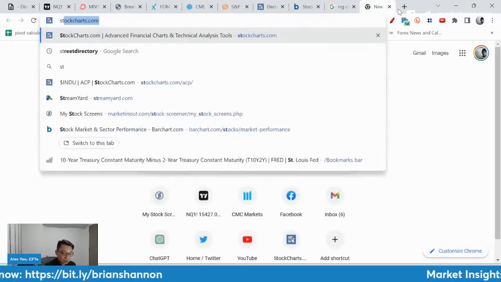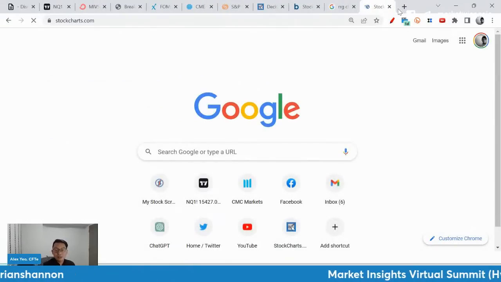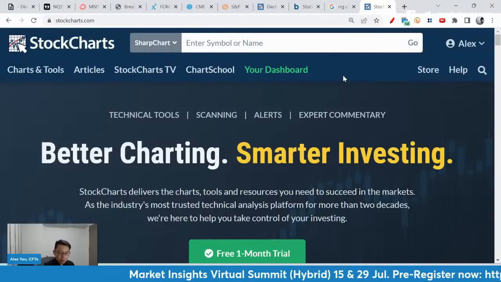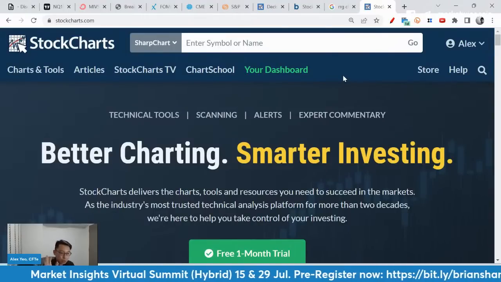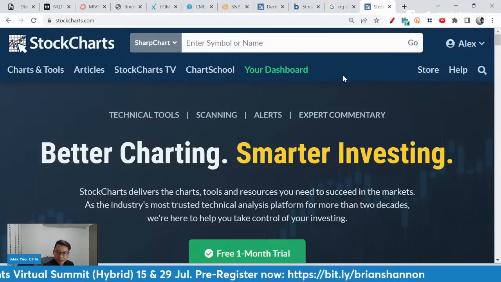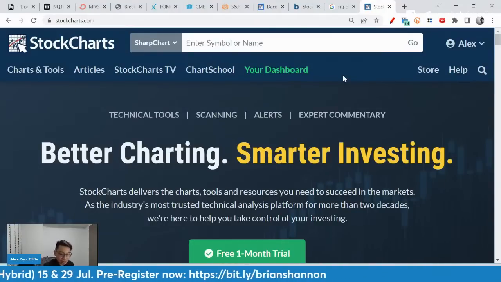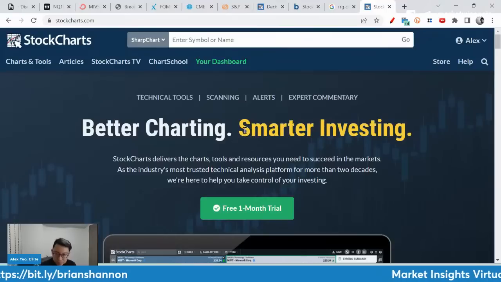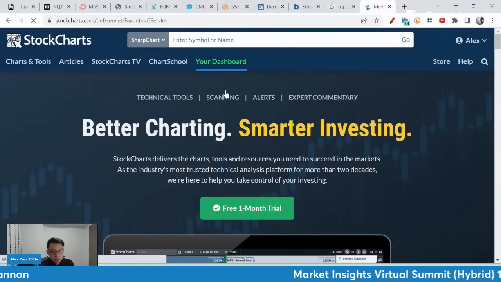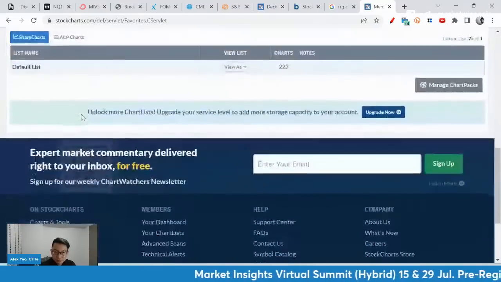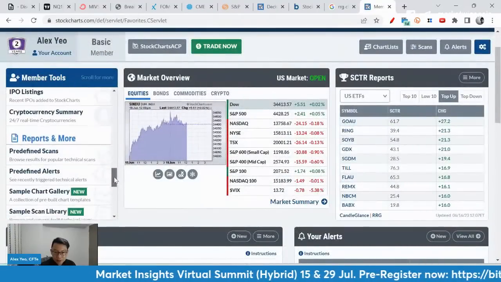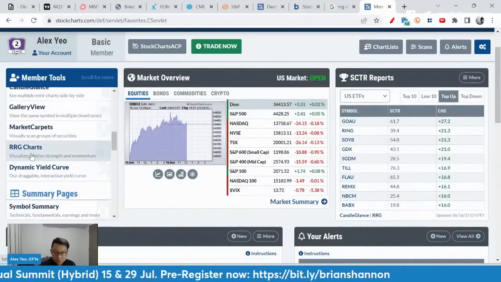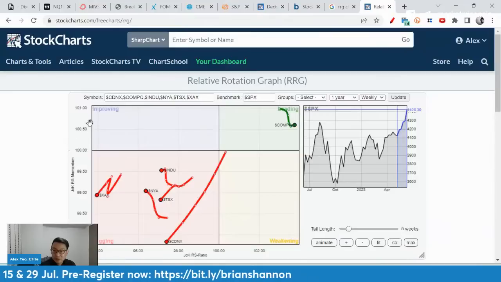This is from stockcharts.com. By the way, for this RRG on stockcharts.com, as a free user you can't really see much. It has to be a paid user. Sorry about that, I don't control StockCharts. You have to subscribe to StockCharts to use it. But under this, my thing is this over here, the RRG chart over here.